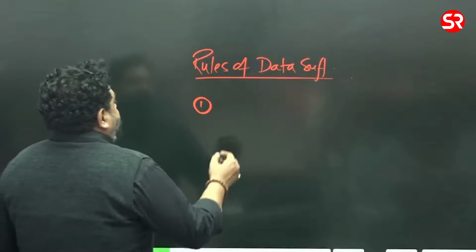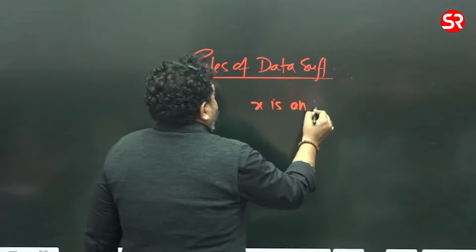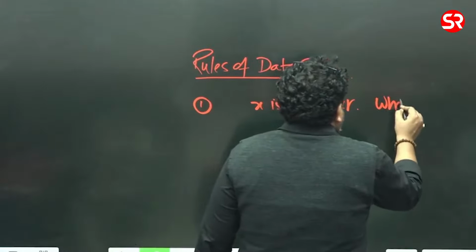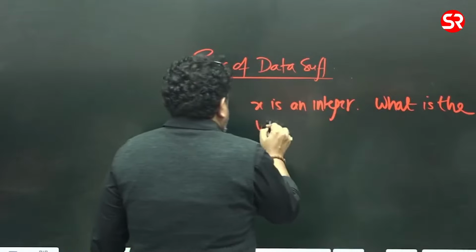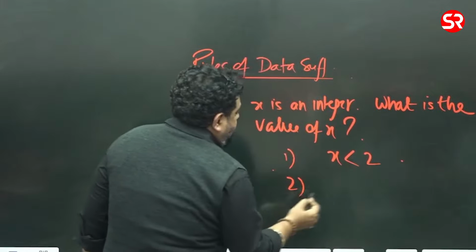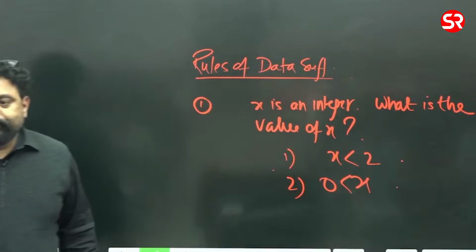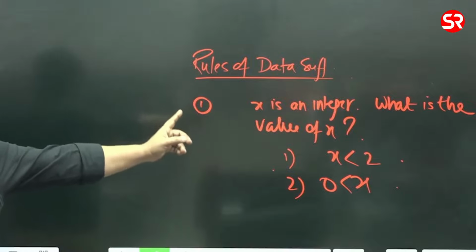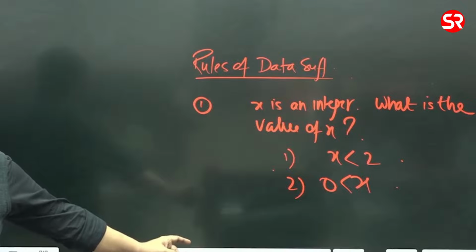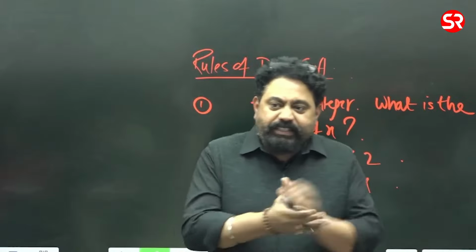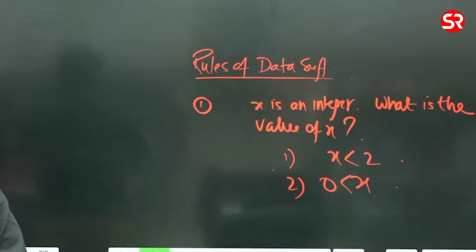Theek hai? So rule one, I say x is an integer. What is the value of x? Option 1, x is less than 2. Option 2, x is greater than 0. Tell me. Options wahi hai. Answer is 1 when the question can be answered using one statement, cannot be answered using the other statement. Answer is 2 when the question can be answered by using the first statement also, second statement also. Answer is 3 when the question can only be answered when you combine these two statements. Answer is 4 when the question cannot be answered even by combining the statements together.